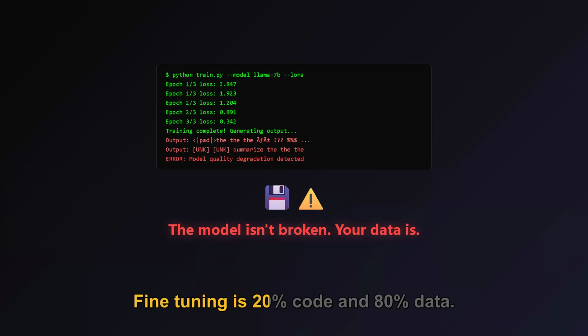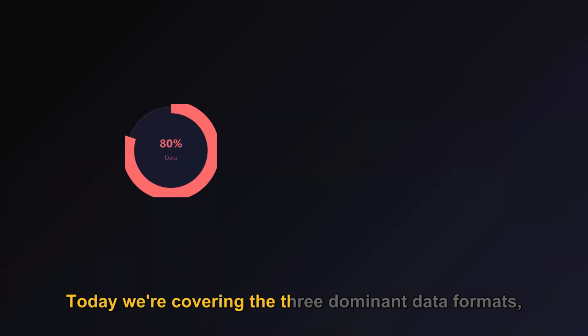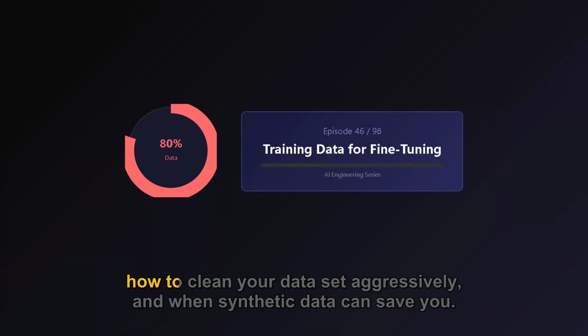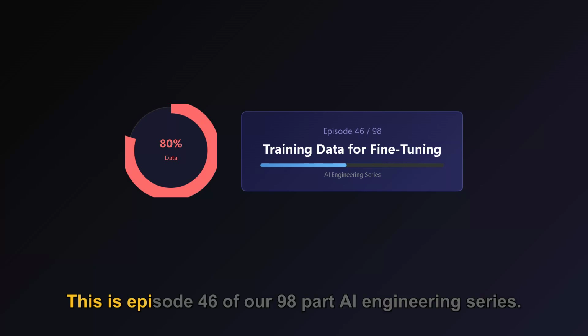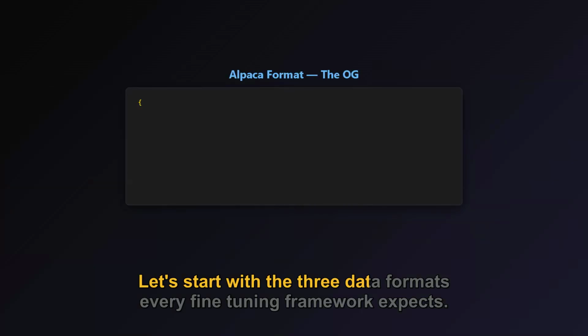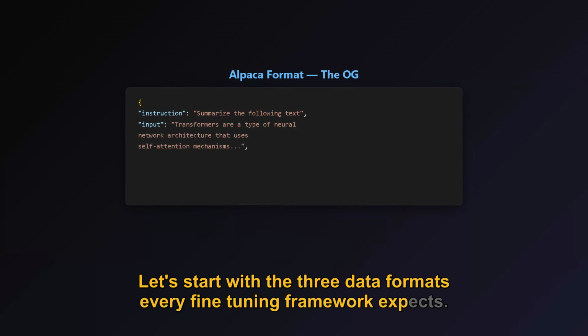Fine-tuning is 20% code and 80% data. Today we're covering the 3 dominant data formats, how to clean your dataset aggressively, and when synthetic data can save you. This is episode 46 of our 98-part AI engineering series. Let's start with the 3 data formats every fine-tuning framework expects.